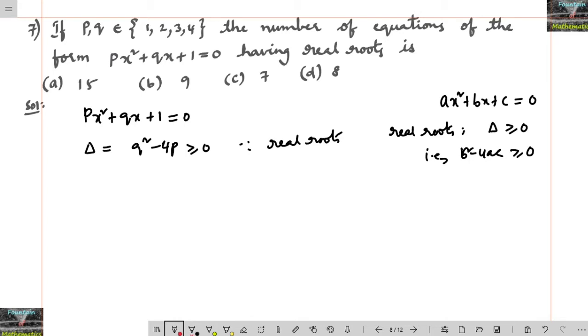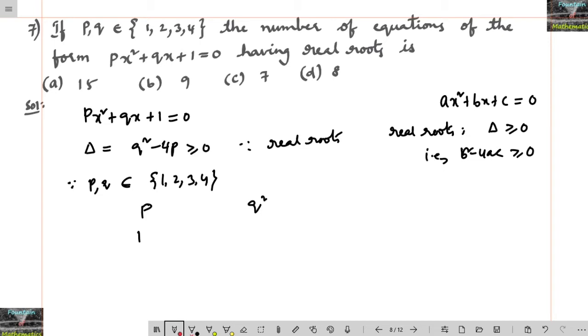Now the values of p and q are given, since p, q belong to {1, 2, 3, 4}. Okay, let us take the tabular form, with p values and q values. If p is equal to 1, what about the relation for q?